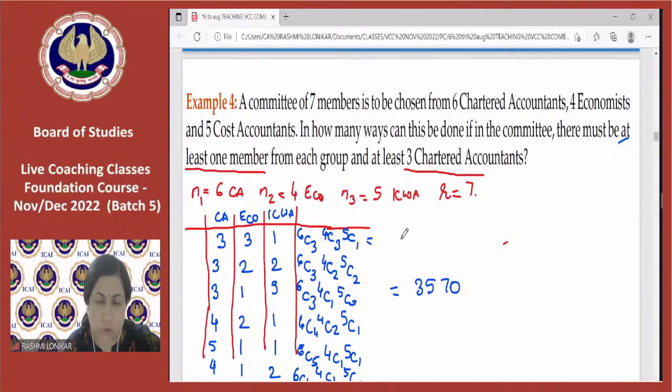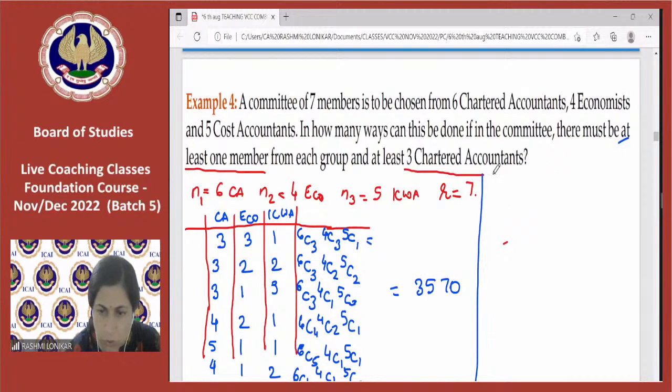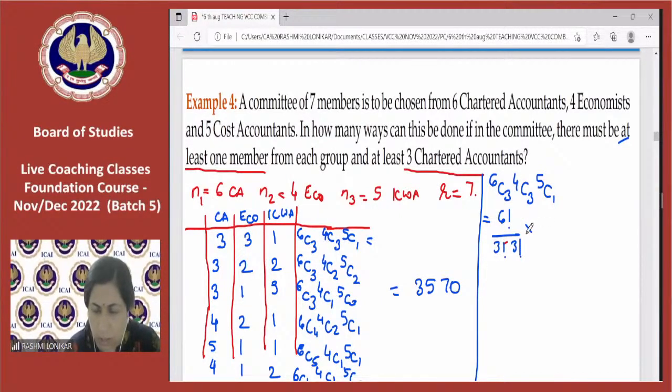For example, I will just show it for you for one, because if I do this arithmetic, we will not be able to solve many sums. So 6C3 into 4C3 into 5C1. Okay, how much will this be? 6 factorial upon 3 factorial into 3 factorial, into 4 factorial upon 3 factorial into 1 factorial, into 5 factorial upon 1 factorial into 4 factorial.